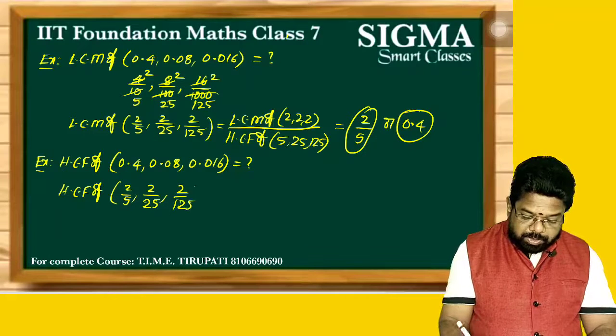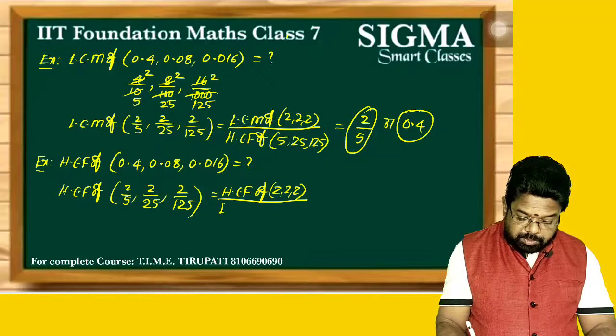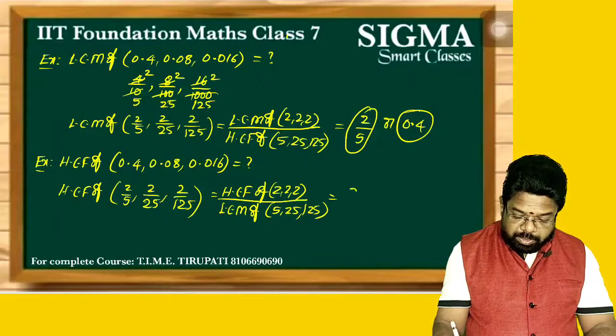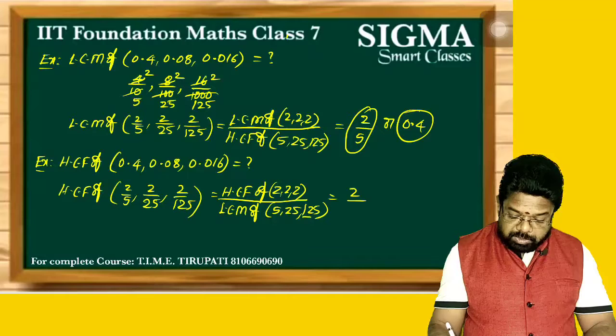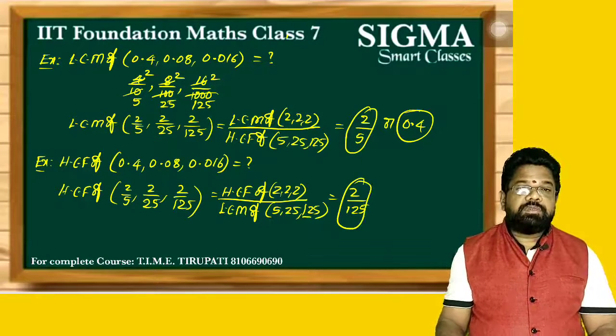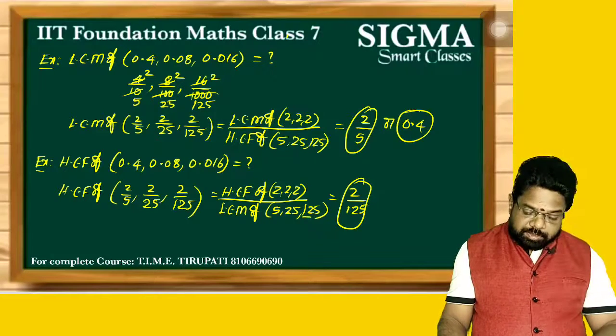Now what is the HCF of the fractions? HCF of numerators, the HCF of 2, 2, 2, by LCM of denominators. What are the denominators here? 5, 25, 125. Now what is the HCF of 2, 2, 2? 2, by what is the LCM? Observe the larger number. If the larger number is exactly divisible by the remaining numbers, we say that larger number is the LCM. So 2 by 125. That is our answer. In this way you can calculate the LCM and HCF for decimal values.